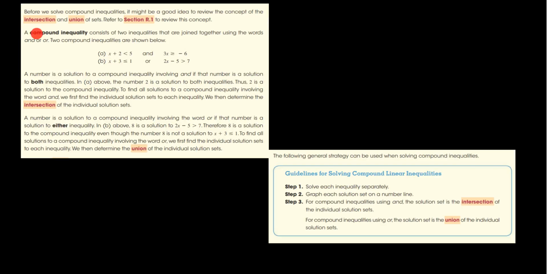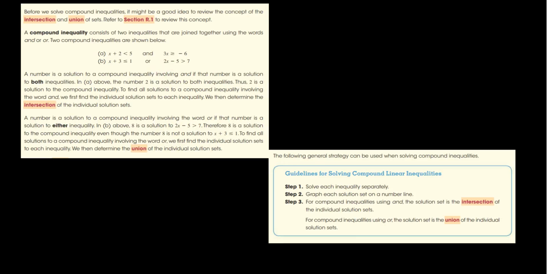So, a compound inequality consists of two inequalities that are joined together using the words and, or. Two compound inequalities are shown below. In A, we're saying x plus 2 is less than 5, and 3x is greater than or equal to negative 6. In B, x plus 3 is less than or equal to 1, or 2x minus 5 is greater than 7.